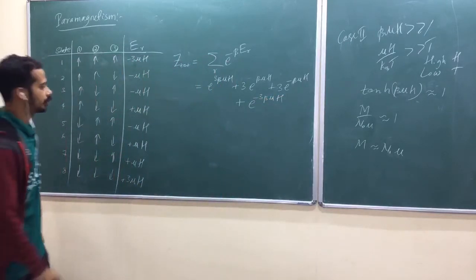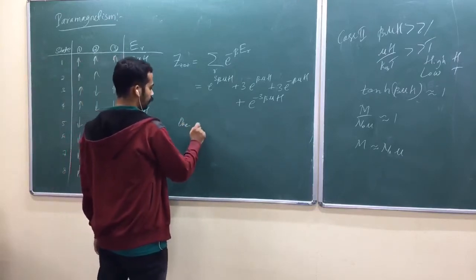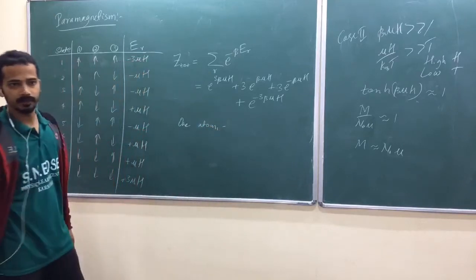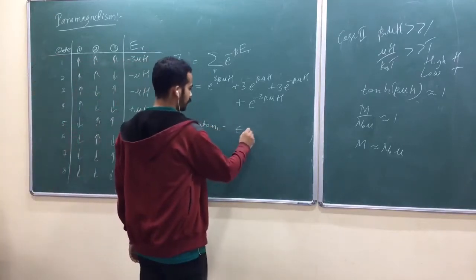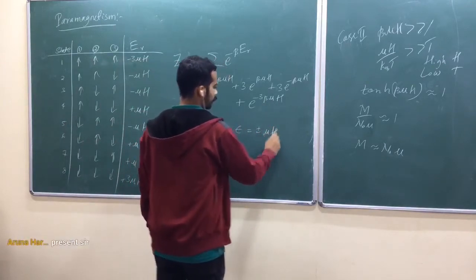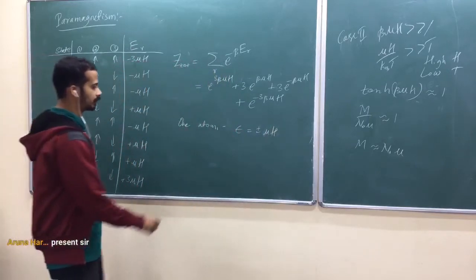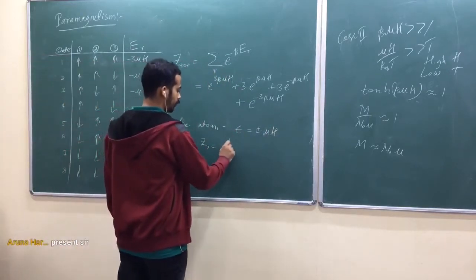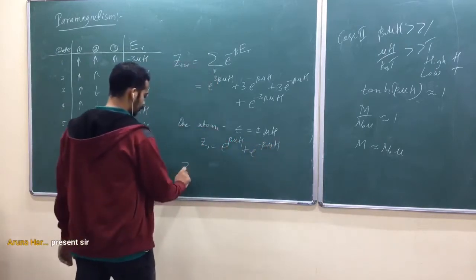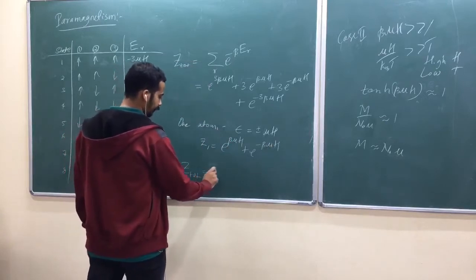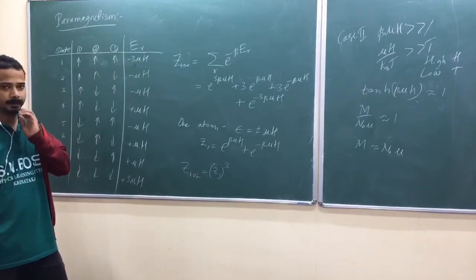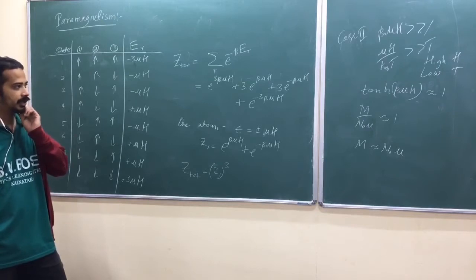Yeah. So now consider one particle, one atom. One atom can have energy plus or minus mu h. Am I right? Plus mu h or minus mu h. What is the partition function? Z1 equals e raised to beta mu h plus e raised to minus beta mu h. Now what is Z total for 3 spin-half particles? Z1 power 3, what is (A plus B) the whole cube? A cube plus B cube plus 3A squared B plus 3AB squared.